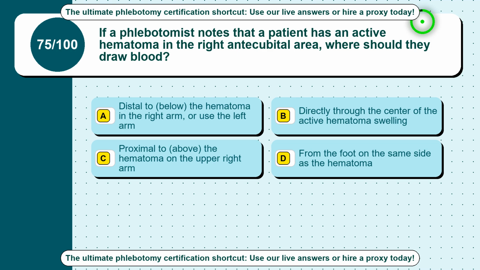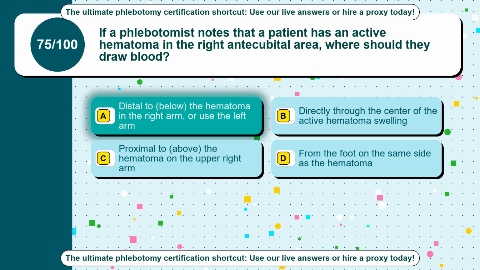Question 75. If a phlebotomist notes that a patient has an active hematoma in the right antecubital area, where should they draw blood? Option A, distal to, below, the hematoma in the right arm, or use the left arm. Option B, directly through the center of the active hematoma swelling. Option C, proximal to, above, the hematoma on the upper right arm. Option D, from the foot on the same side as the hematoma.